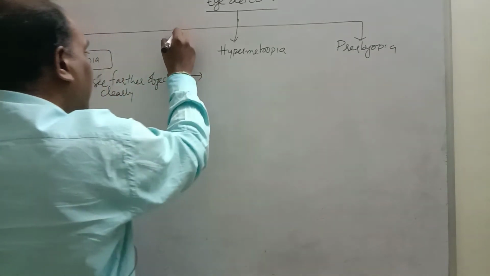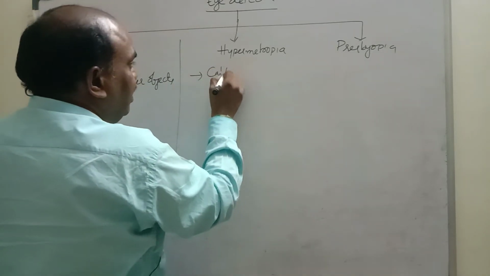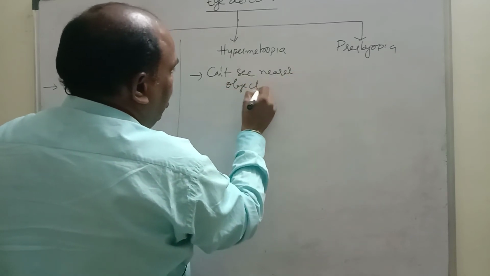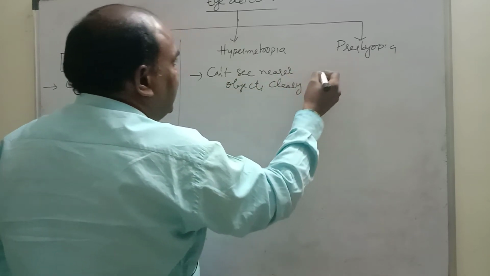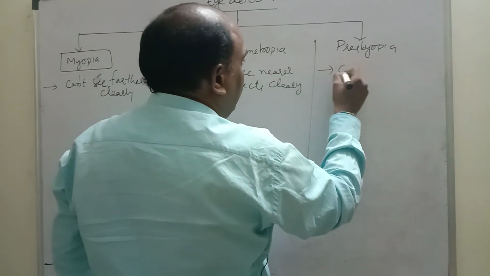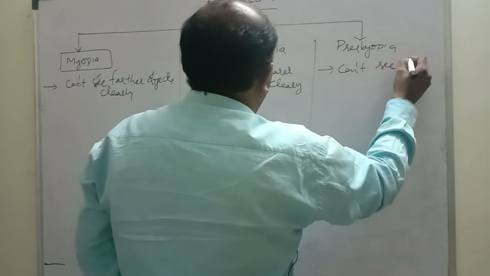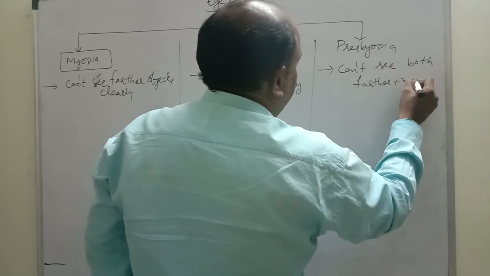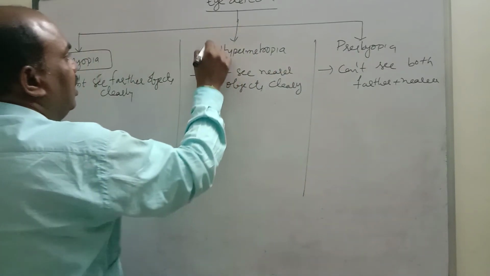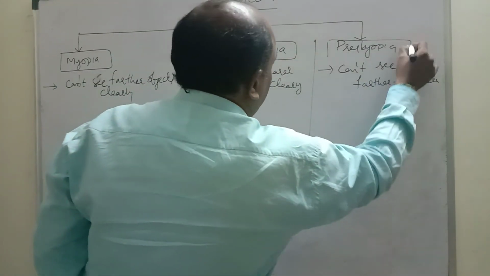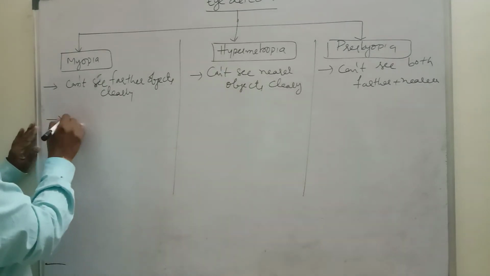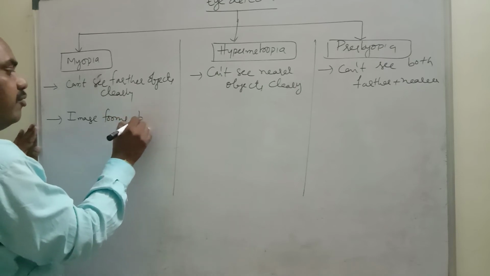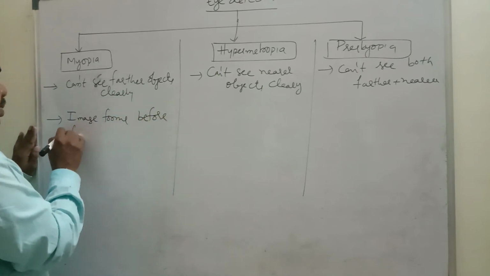What is meant by hypermetropia? The person who cannot see nearer objects clearly. What is meant by presbyopia? The person who cannot see both farther and nearer objects clearly, that is called presbyopia. Myopia, hypermetropia, presbyopia. Now, where does the image form? In myopia, the image forms before the retina of the eye.